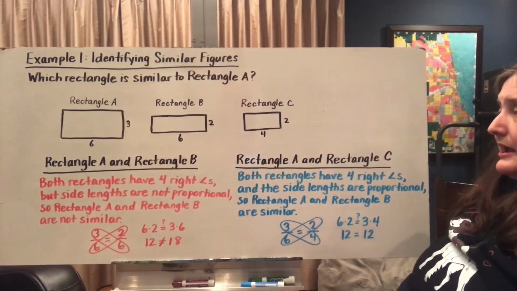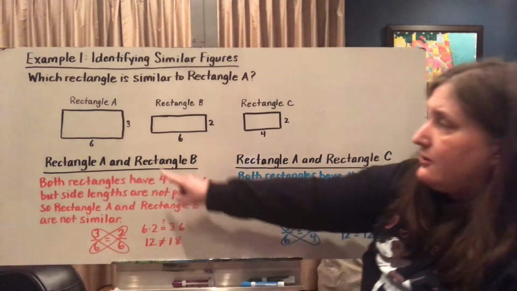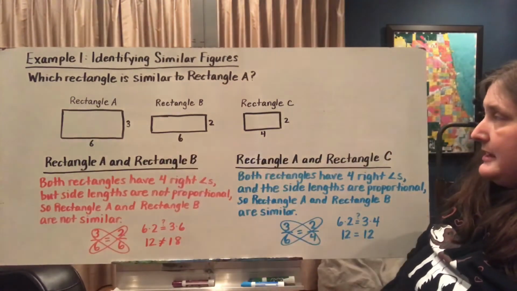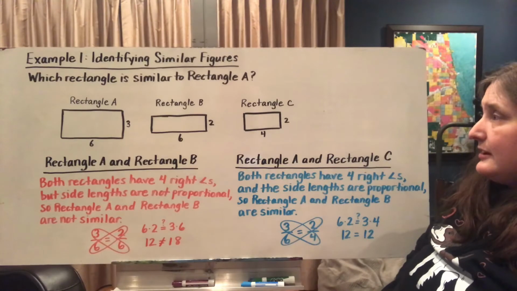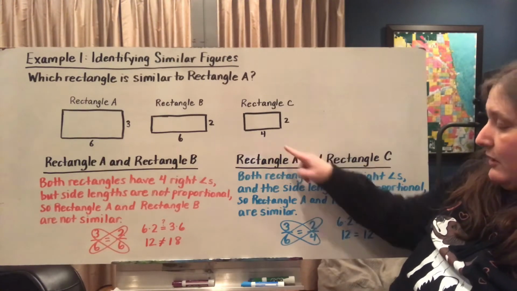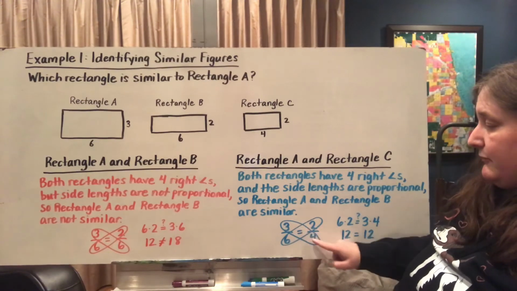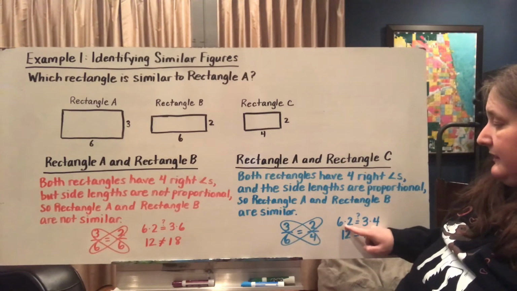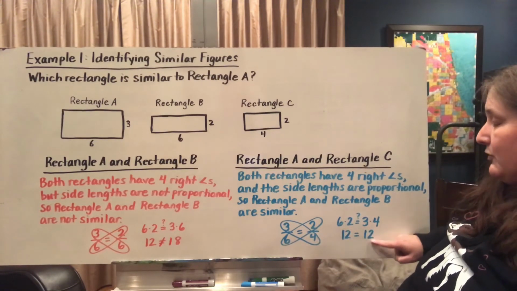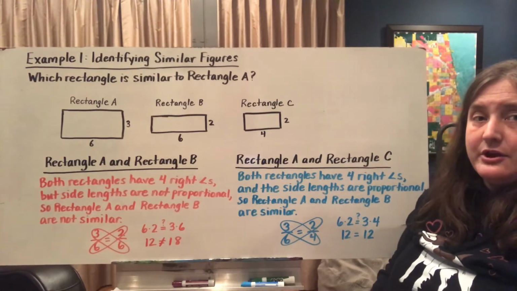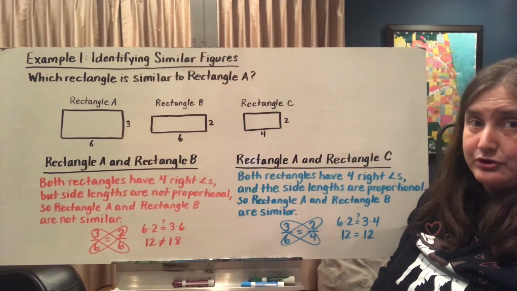So once again, I compared the width and the length of rectangle A, 3 to 6, and the width and the length of rectangle C, 2 to 4. And I did my cross multiplication, 3 times 4 and 6 times 2. 6 times 2 is 12, 3 times 4 is 12. They're equal, and I know that their side lengths are proportional.